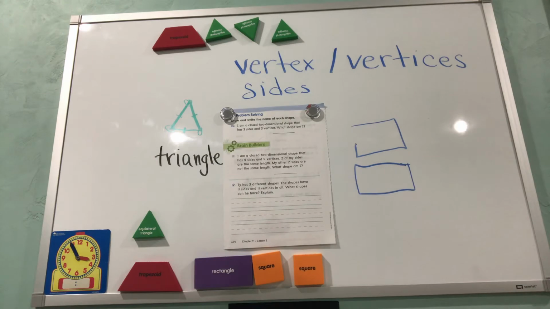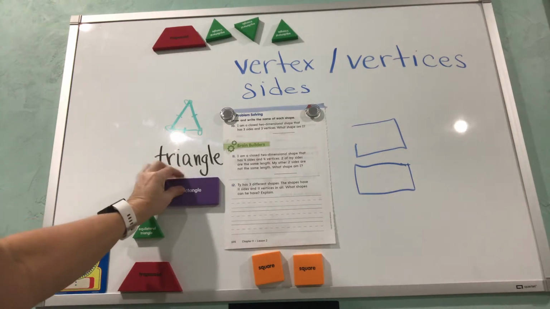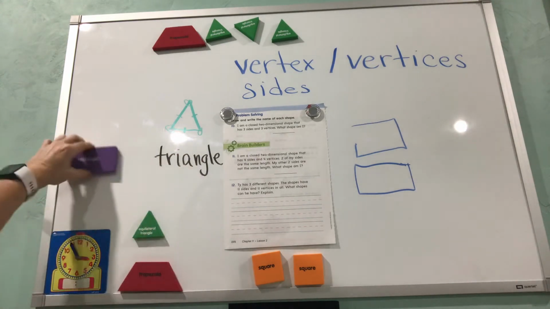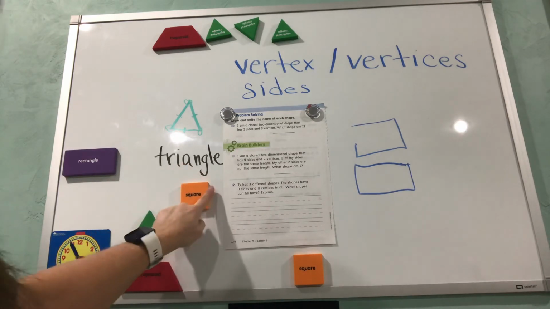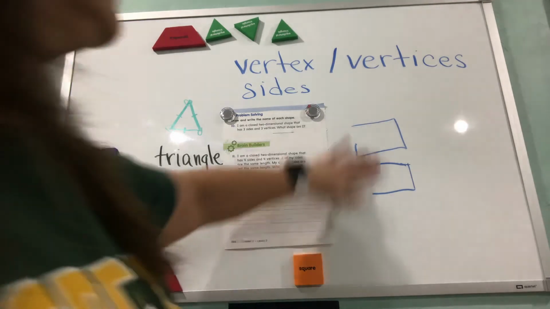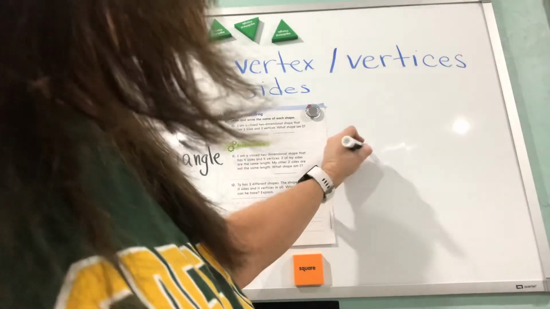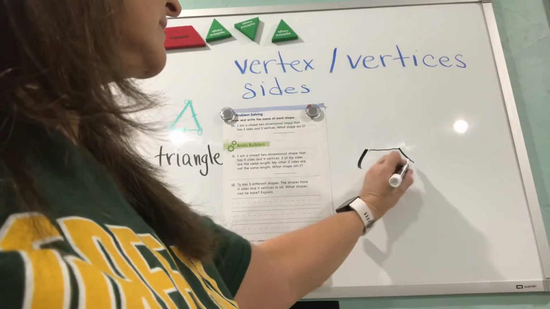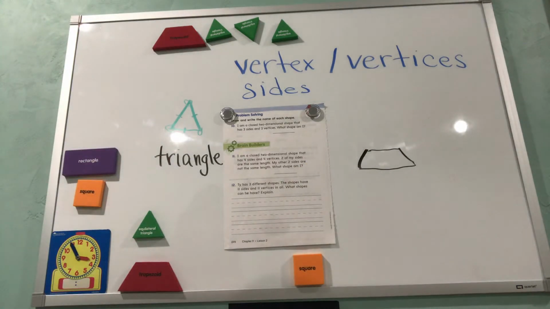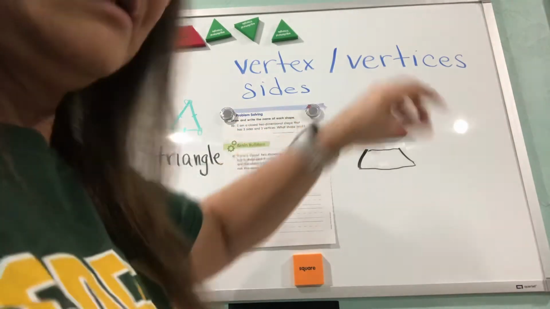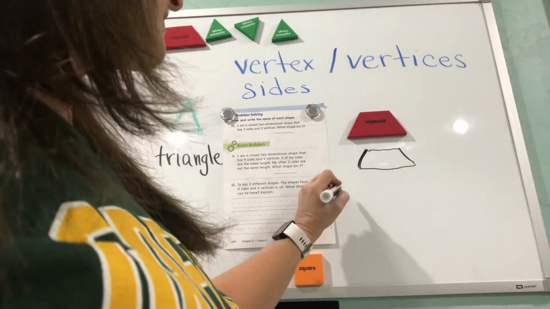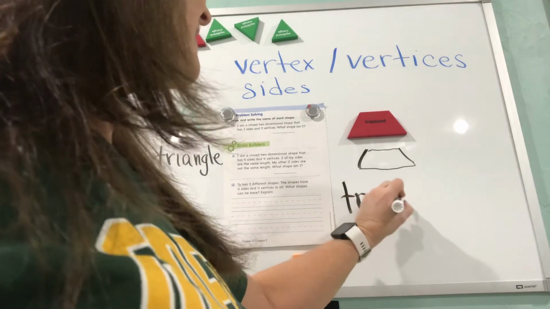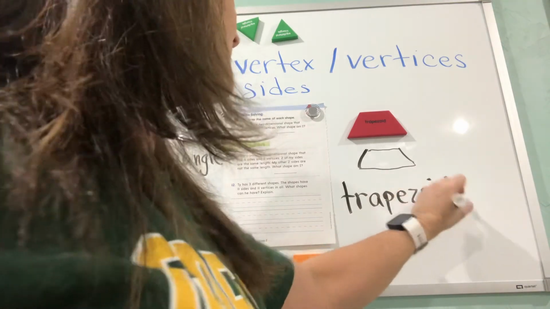Number 11 says, I am a closed 2-dimensional shape that has 4 sides and 4 vertices. 2 of my sides are the same length. My other 2 sides are not the same length. So remember, if we're talking about a rectangle, you have 2 long sides and 2 short sides. If we're talking about a square, all of the sides are the same. So we're talking about a shape that has 2 that are the same and then 2 that are different. What shape is that? That is our trapezoid. So we would write trapezoid. That's what goes right here on this line.